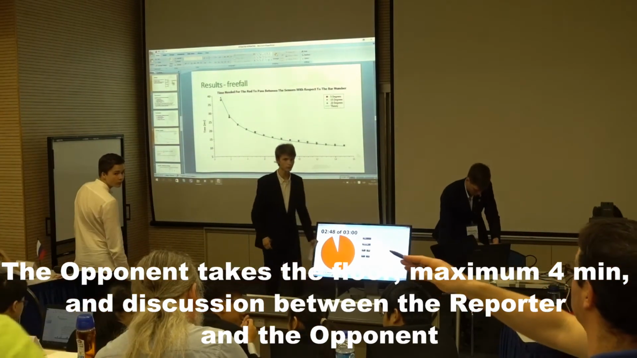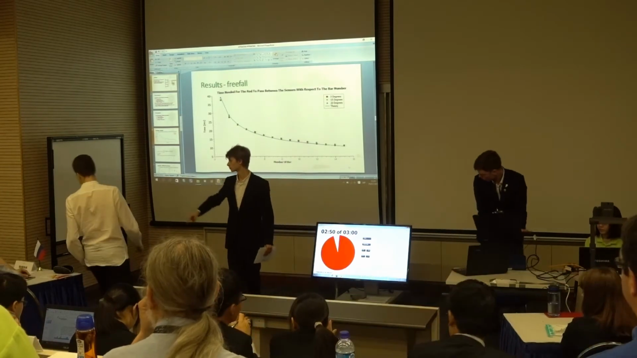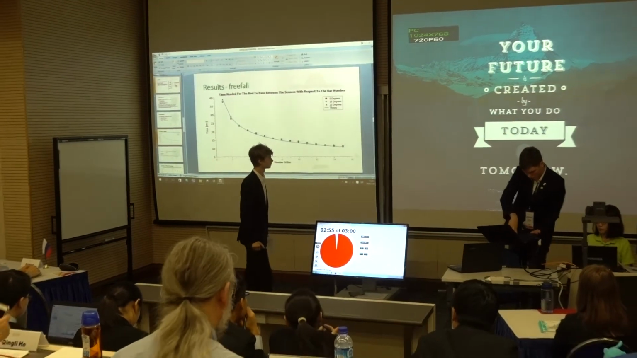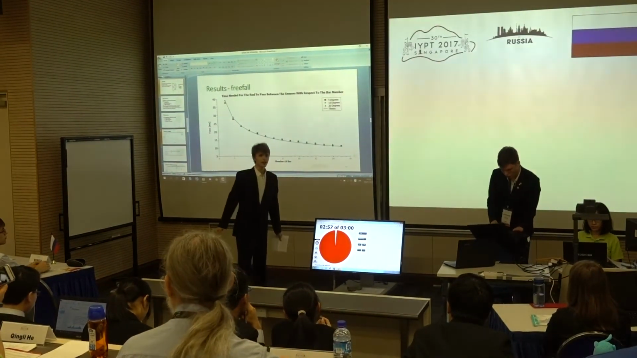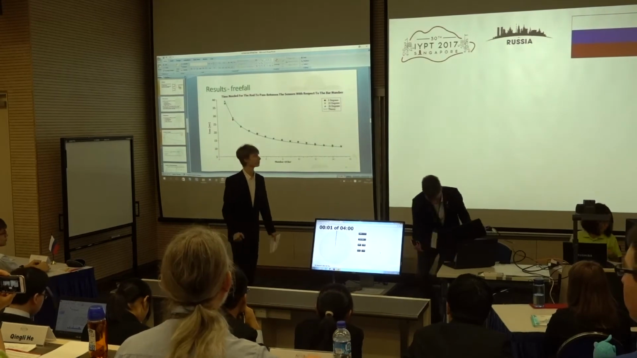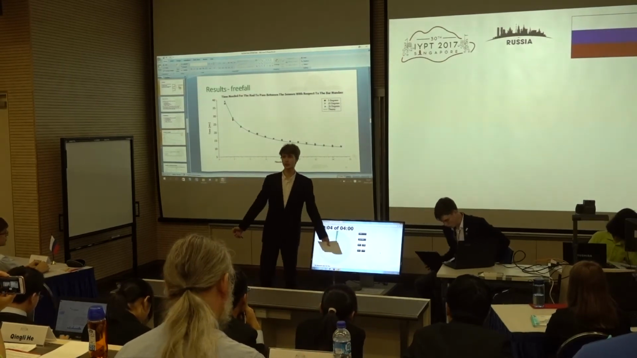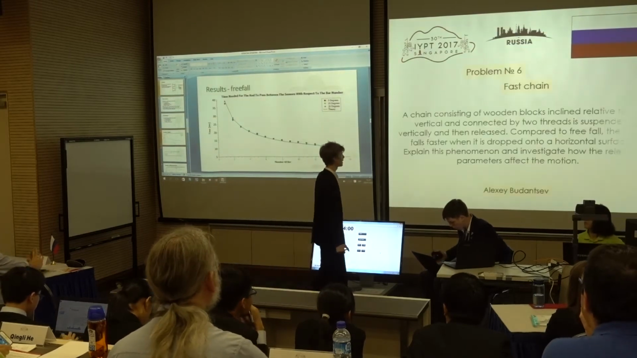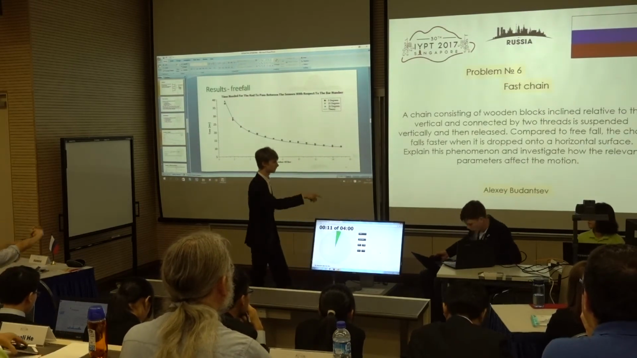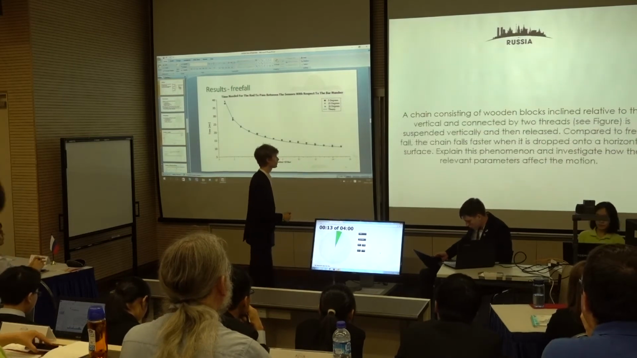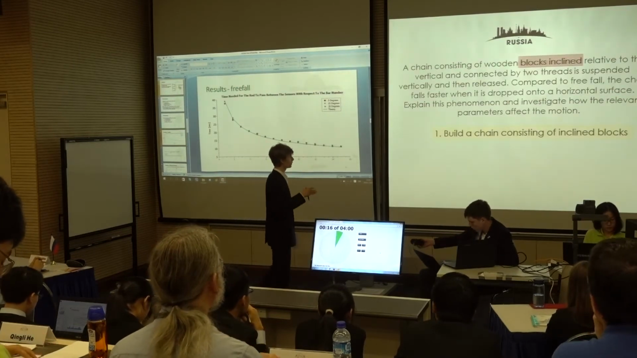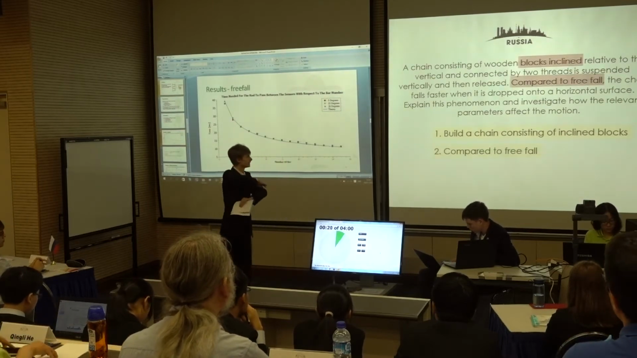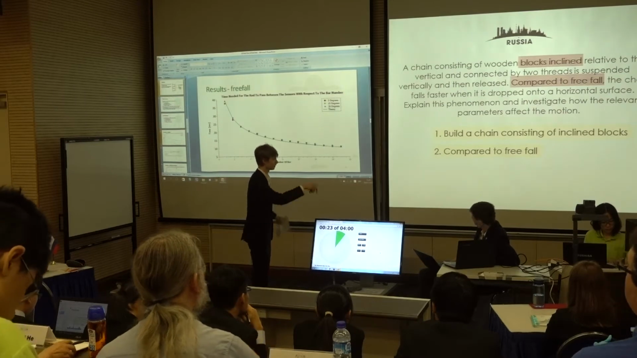Can someone please write the attendance name on the board? May I start? Good morning, dear colleagues. My name is Budantsev, and I'm presenting the team of Russia with the opposition of problem number 6, Fast Chain. Firstly, I will remind you of the crucial point of the problem statement. We have to investigate how the relevant parameters affect the motion of the chain with the inclined sticks and explain this phenomenon.